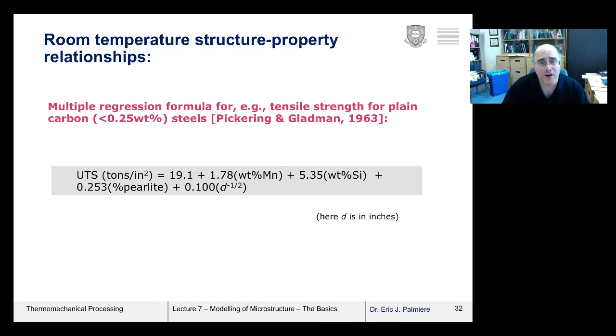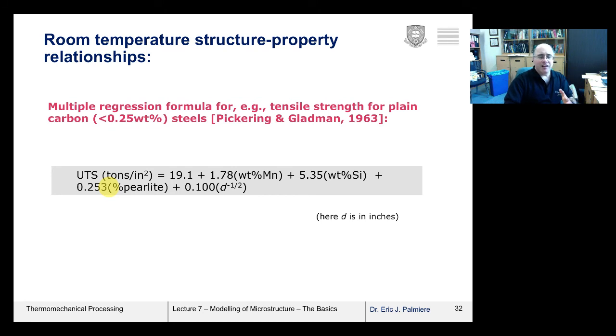And indeed, we can expand upon this initial Hall-Petch expression, and many people have. Here's such an expression by Brian Pickering and Terry Gladman from the early 1960s, looking at such a formulation from multiple regression analysis, which predicts the tensile strength, in this case for steel, as a function of the initial grain size, in very much the same way that the Hall-Petch did. But in addition, it also illustrates the influence of some chemical composition. So there is a relationship to the manganese concentration, as well as the silicon concentration, and as well as the amount of pearlite that would be present, say, in a ferrite-pearlite steel.